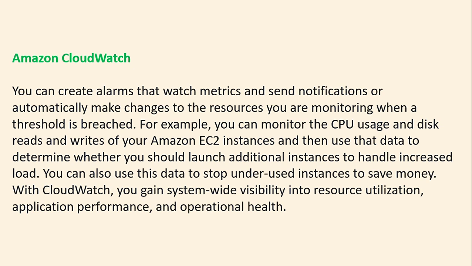You can create alarms that watch metrics and send notifications or automatically make changes to the resources you are monitoring when a threshold is breached. For example, you can monitor the CPU usage and disk reads and writes of your Amazon EC2 instance and then use that data to determine whether you should launch additional instances to handle increased load. You can also use this data to stop underused instances to save money. With CloudWatch, you gain system-wide visibility into resource utilization, application performance, and operational health.